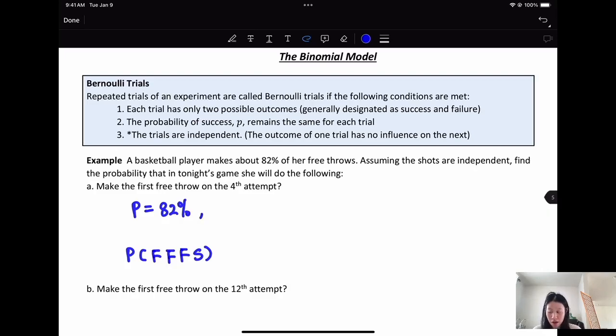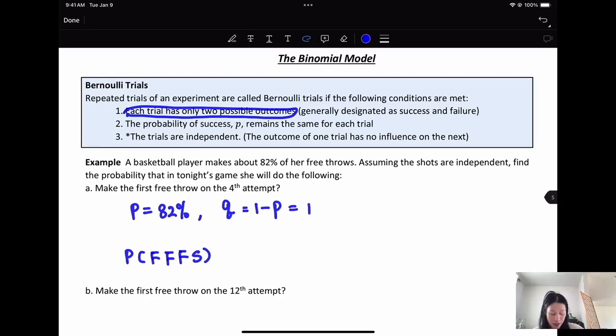The way that she fails, we use Q to mean the failure, is equal to 1 minus P. Why is it 1 minus P? Because, like I said, each trial only has two possible outcomes. Either you're winning it or you're losing it. If you win, you have 82%. In other words, when you lose, you have an 18% chance of losing it.